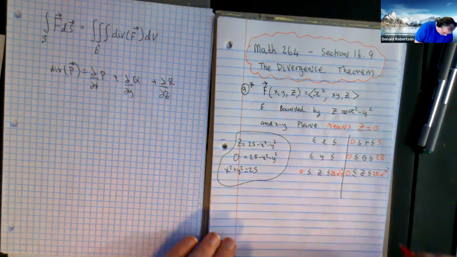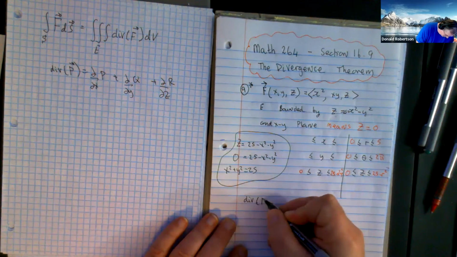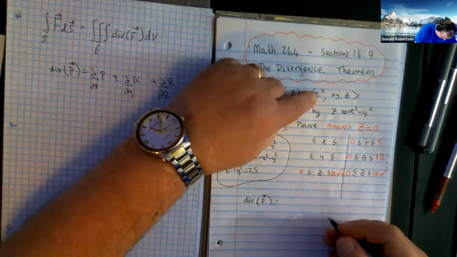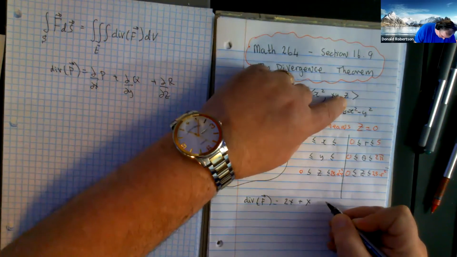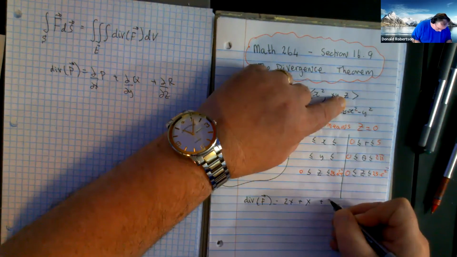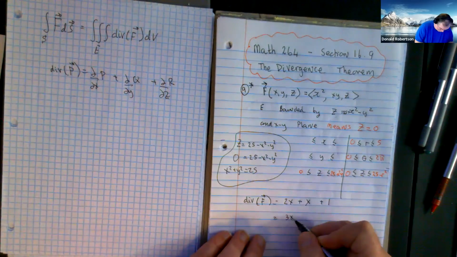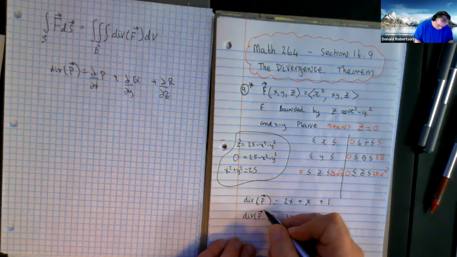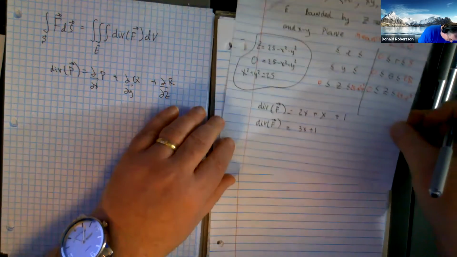So we're going to now find the divergence of f, which is basically differentiate this guy with respect to x, differentiate this guy with respect to y, and differentiate this guy with respect to z. And so what do I get? I get 3x plus 1. But if you put the whole package together, then we should be able to get the flux.